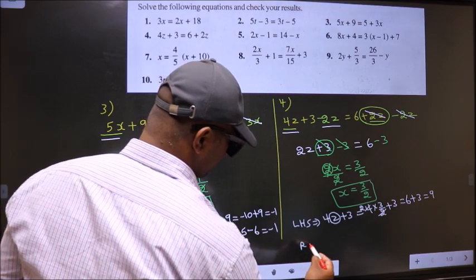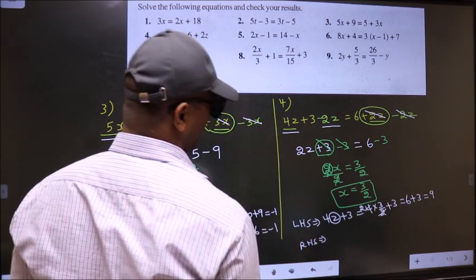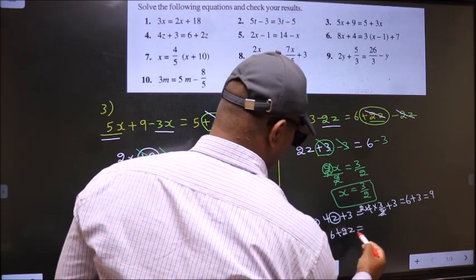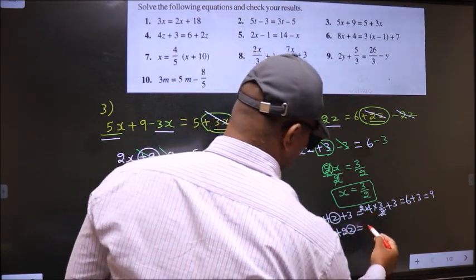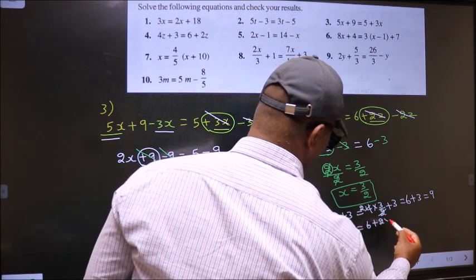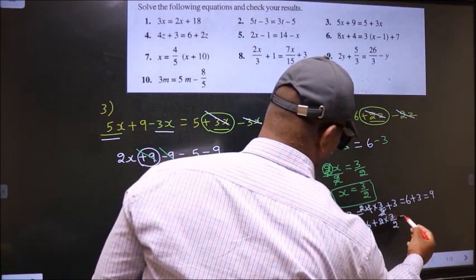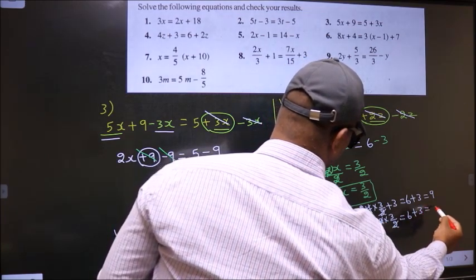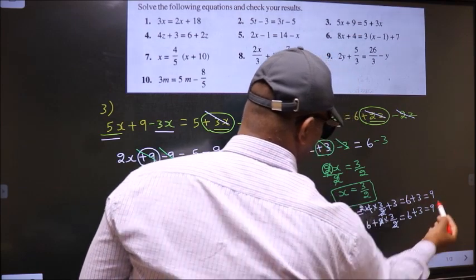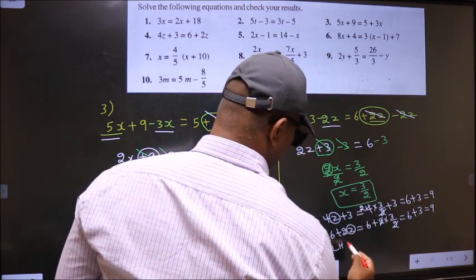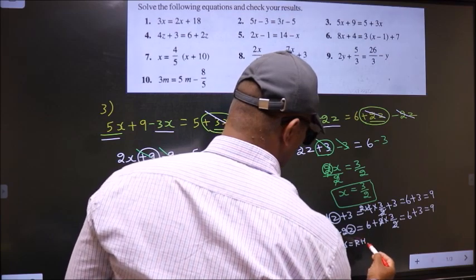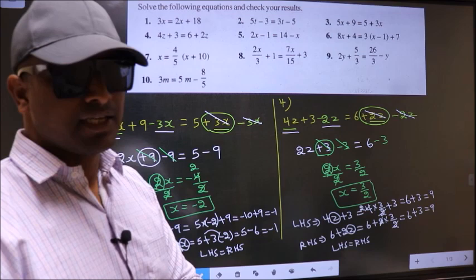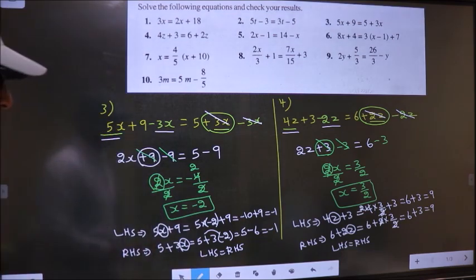Now RHS, 6 plus 2z equal to, in place of z, we should put 3 by 2. So 6 plus 2 into 3 by 2. Here 2 2 cancel out, we are left with 6 plus 3, that is equal to 9. These two we got same, that is LHS equal to RHS. So that tells our answer is correct.